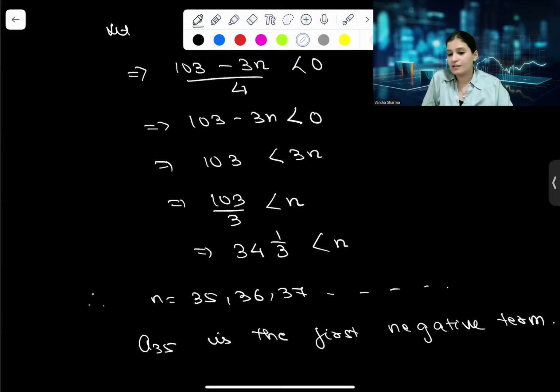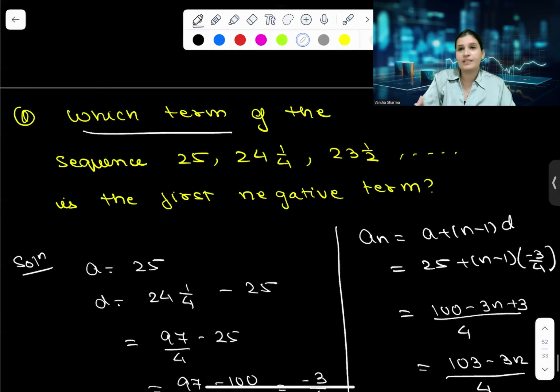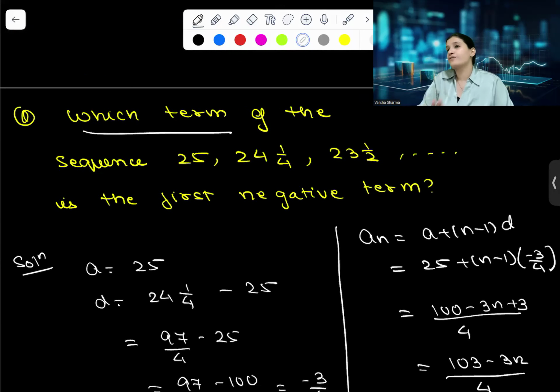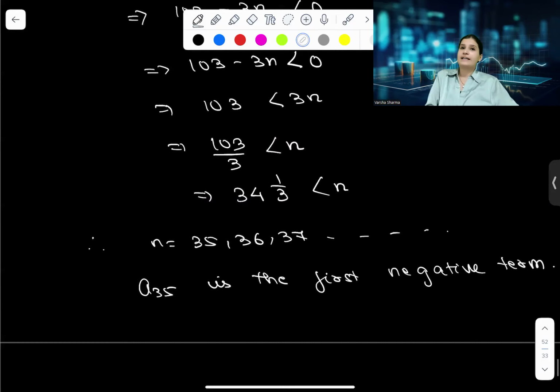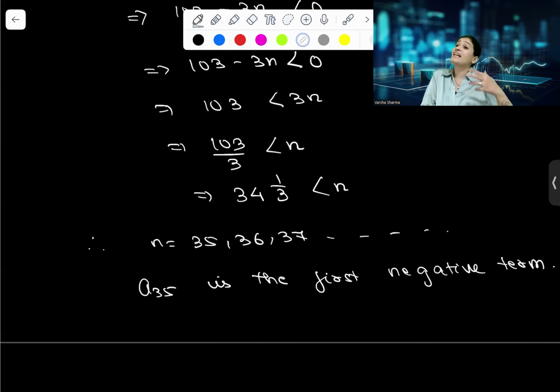Did they ask us which? No, they asked us only which term, 35th term. Did they ask us to find the negative term? No, I won't find the value. If they would have, in addition to this, told us to find the first negative term, I would have also found the value of A35. They only asked us which number term will be the first negative. So we got 35th term will be the first negative term. If they would have said which terms are negative, so 35, 36, 37, all the terms from 35 will be negative. Clear? Everybody clear?